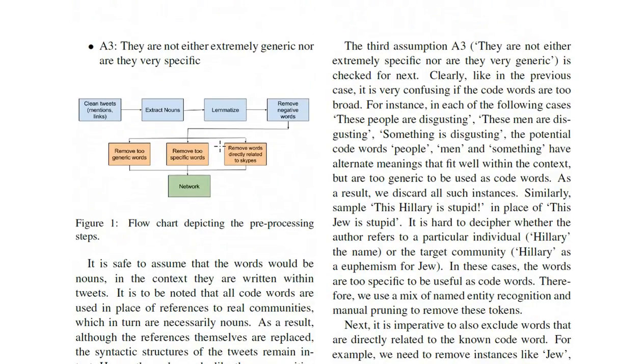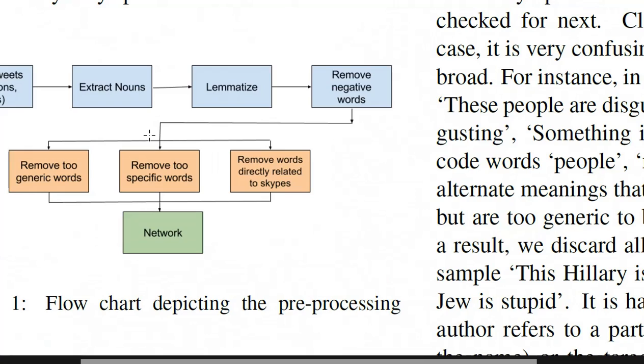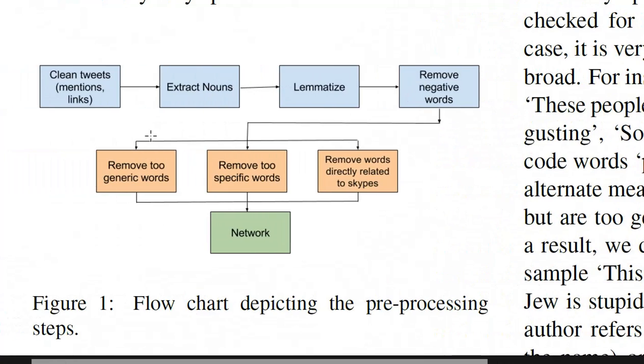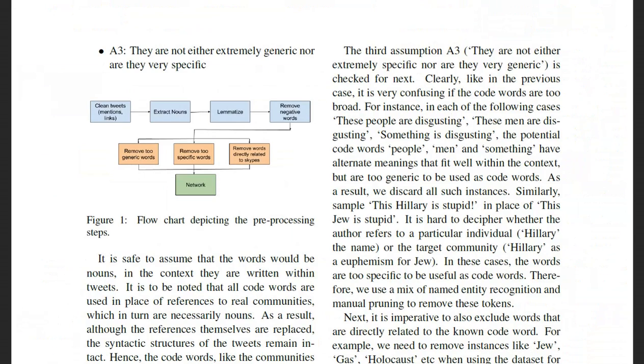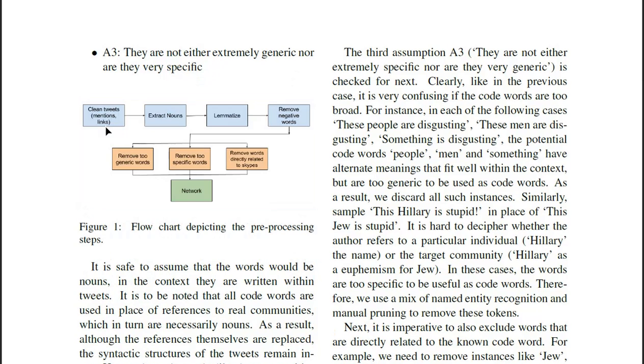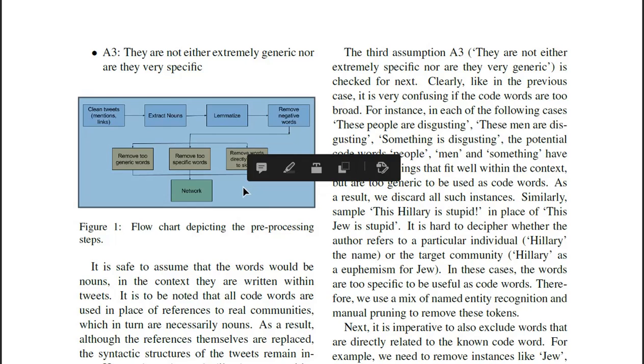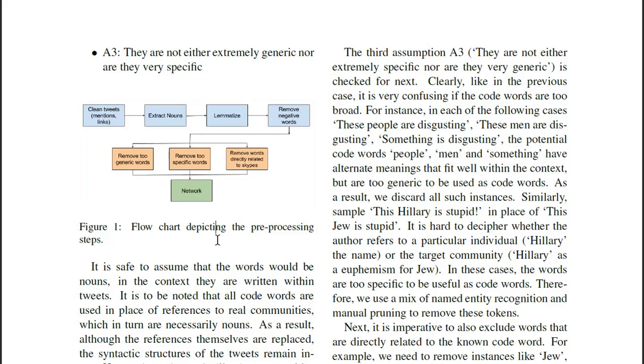And so this is the figure which they've depicted. So let's have a look at the figure itself. I think I just need to reframe it a bit. Right. So you can see you have the clean tweets, you extract the nouns, you lemmatize it, you remove negative words, and then you remove too generic, too specific, or words directly related to Skypes. So all of this is based on the assumptions that they made.